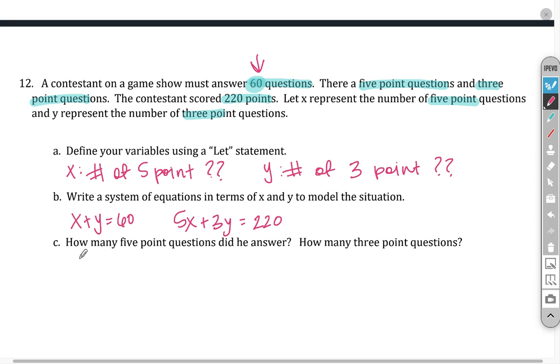All right, so now let's solve it. It says how many 5-point questions did he answer? How many 3-point questions? So x plus y equals 60. Let's solve that for y. So we're going to subtract x. So we have y equals negative x plus 60. And then we're going to plug that in for y.